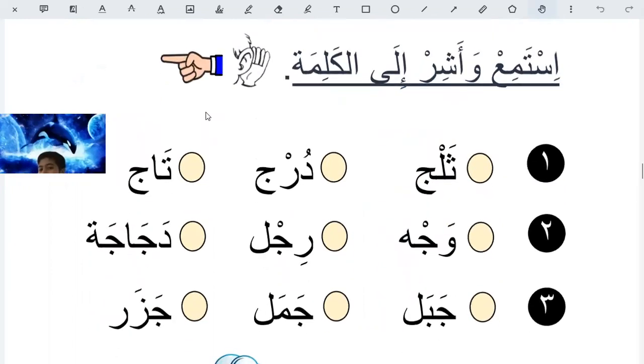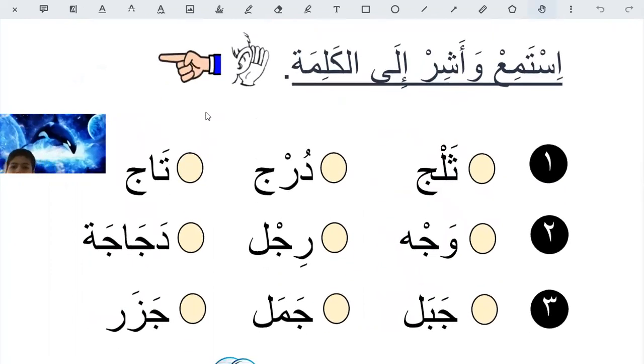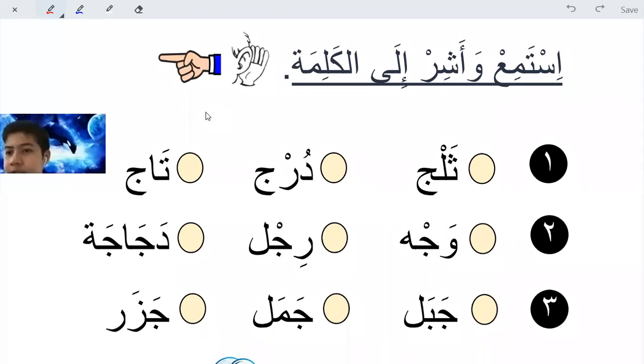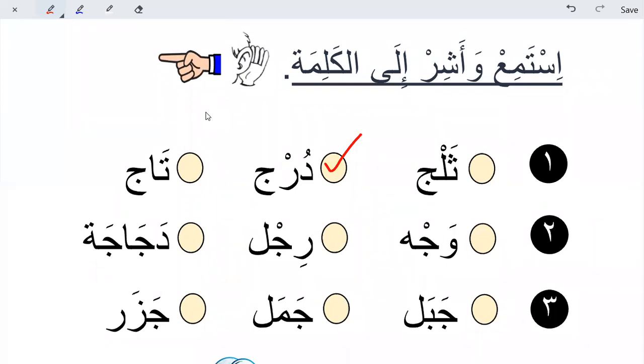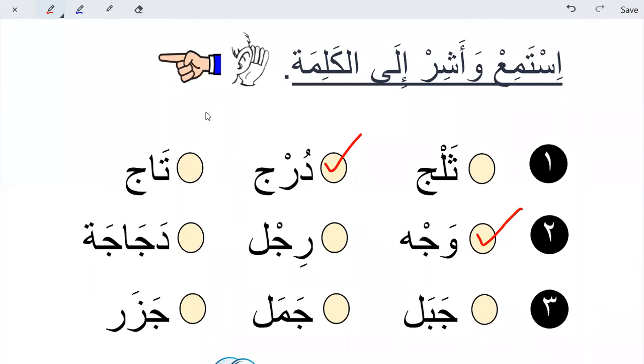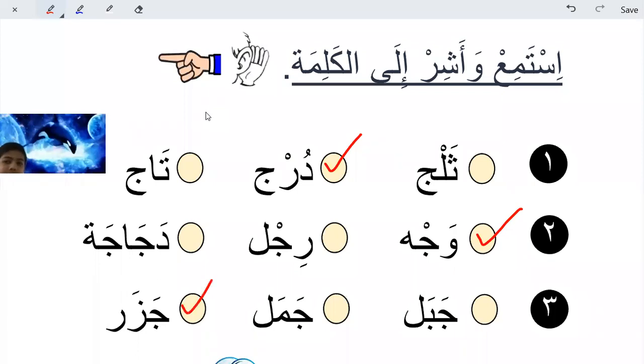Istamiu ashirin al kalima. Listen and point to the word. Locker. Locker is Durj, the second one. Face. Oh, face is the first one. Good. Carrot. The third one. Good.